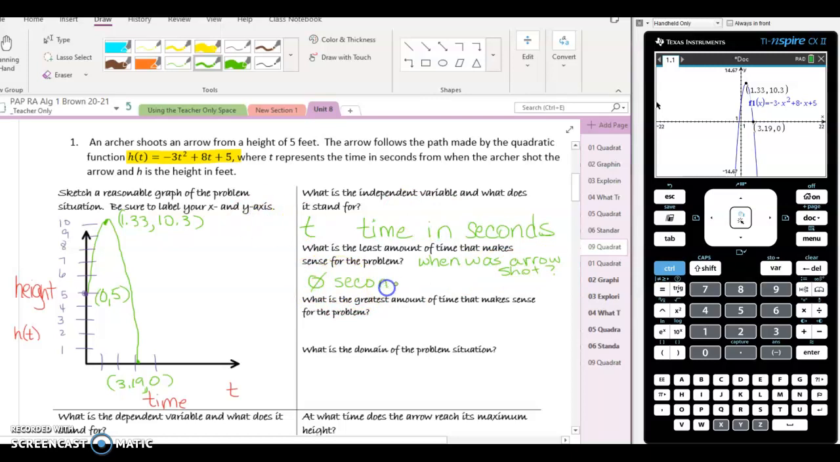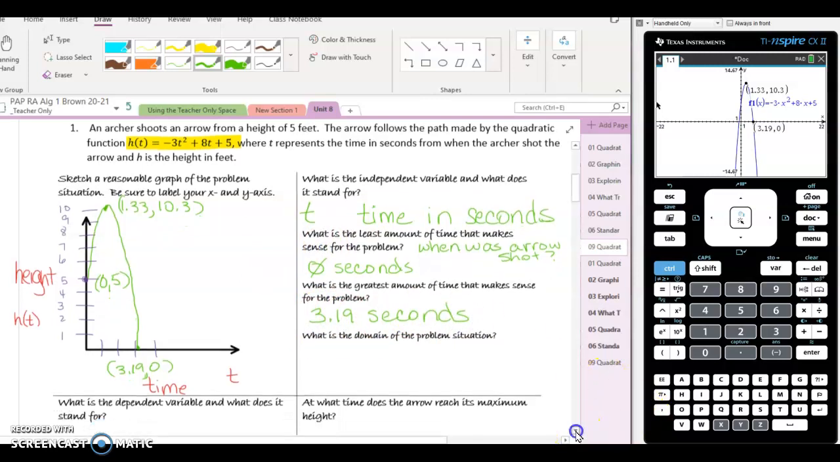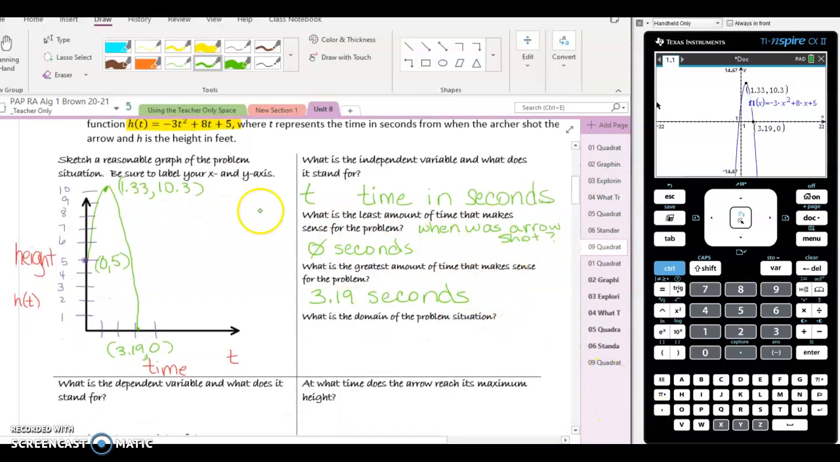Okay, and then this says what is the greatest amount of time that makes sense for the problem? Well, it hit the ground when? At 3.19 seconds. So we're going to say 3.19 seconds. So what that's doing is leading us up to figure out what the domain of this problem is.